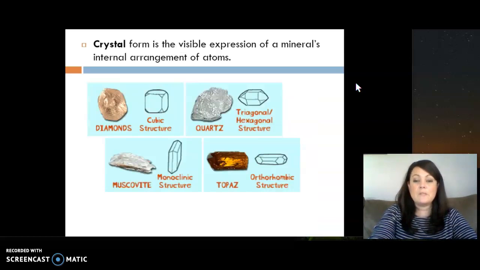Crystal form. This is the visible expression of the mineral's internal arrangement of atoms. Diamonds come in a cubic structure, which allows them to be cut into light-reflecting, brilliant, pretty rocks. Quartz comes in a trigonal hexagonal structure. Muscovite is monoclinic. It flakes off. We'll see that when we do our lab in class. And topaz is orthorhombic.